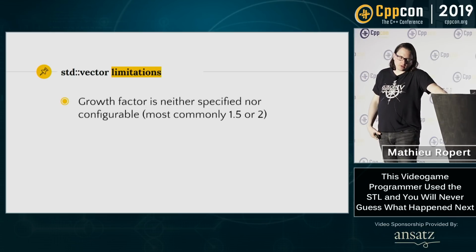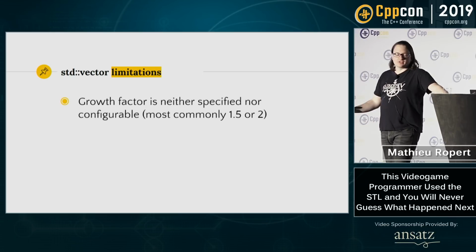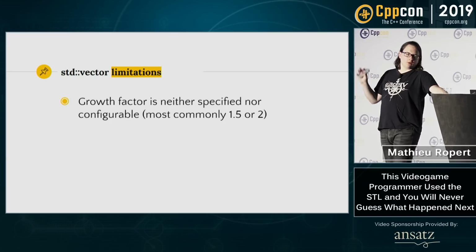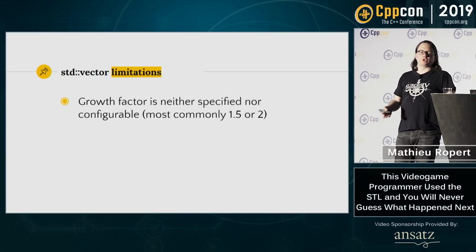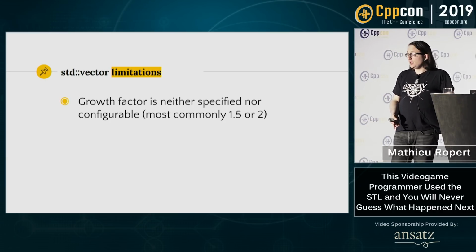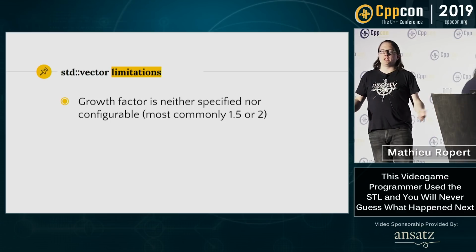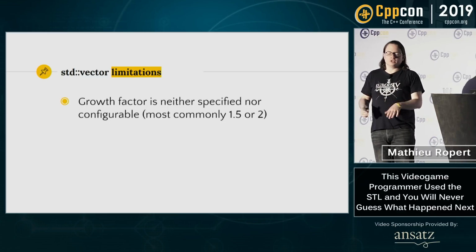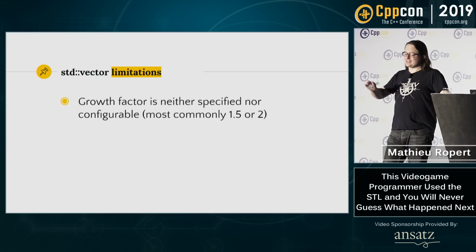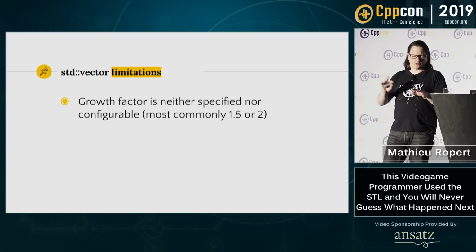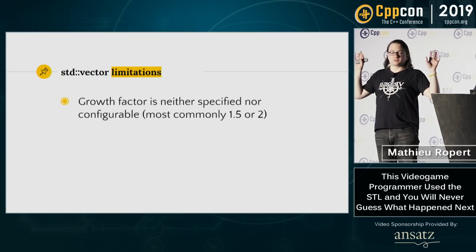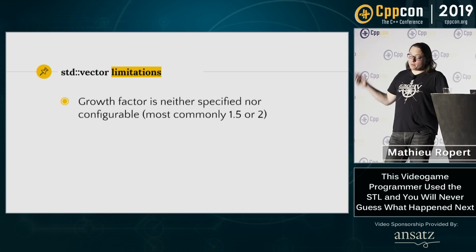The growth factor is not specified by the standard, and it's not configurable by the standard either. And most implementations will not allow you to change it. And there's been a fair deal of research by people who do math, which I don't understand, that says that 1.5 is very good and 2 is not that good, and it has a relationship between Fibonacci and other stuff and the golden ratio. I have no idea what it means. But the gist of it is, some research suggests that 1.5 is better, and you can't control it. That's not great.